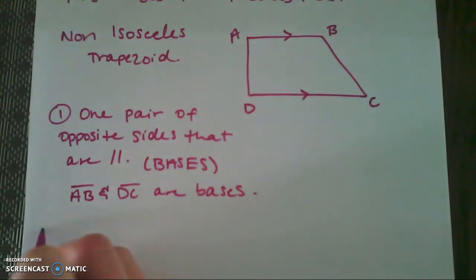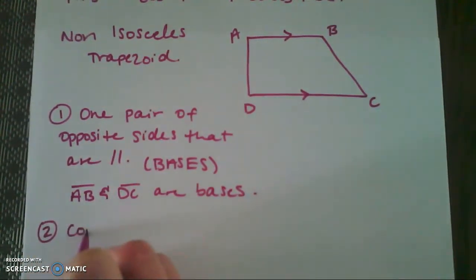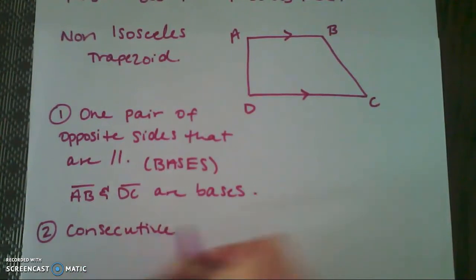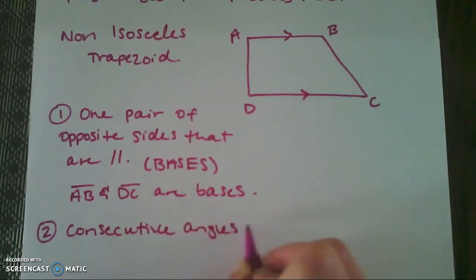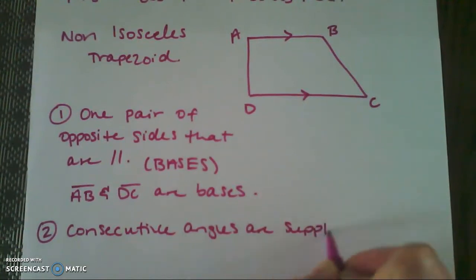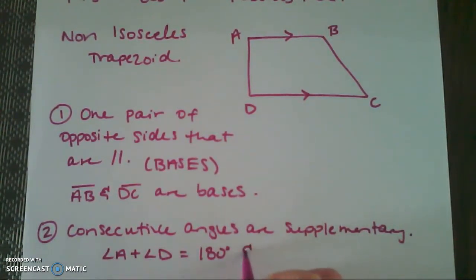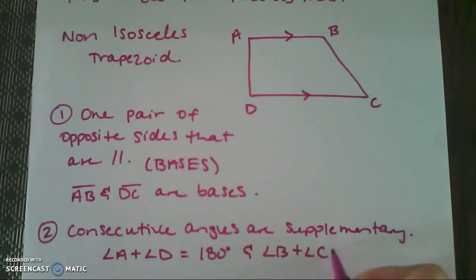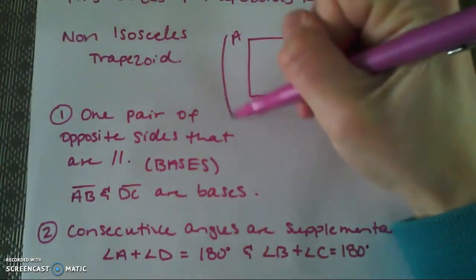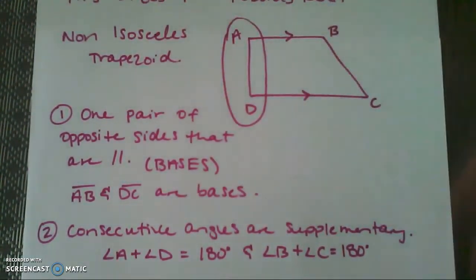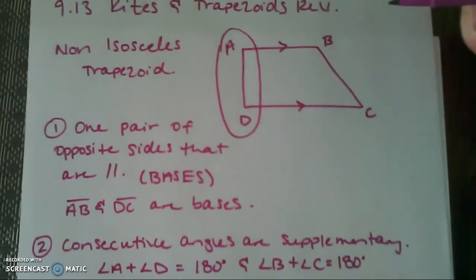The second property is that the consecutive angles are supplementary. So let's see. It's going to be angle A plus angle D is equal to 180 degrees, and angle B plus angle C is equal to 180 degrees. So these two would add to equal 180. So with the consecutive angles, you guys are more so looking at an angle from each base.